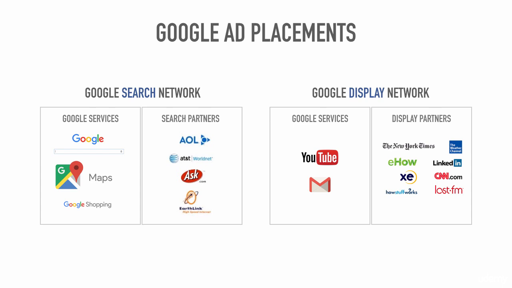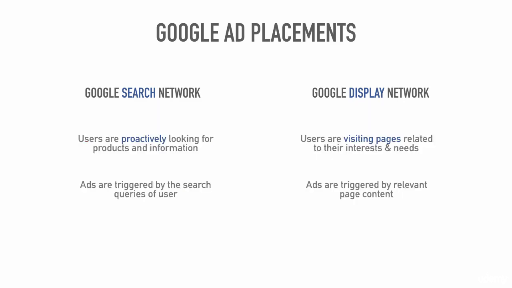Now, each network here is fundamentally different in the way you show ads. For Search Network, users are proactively looking for products and information, so your ads are triggered by the specific search queries of users. In contrast, for Display Network, users are visiting pages related to their interests and needs, and your ads are triggered by relevant page content.